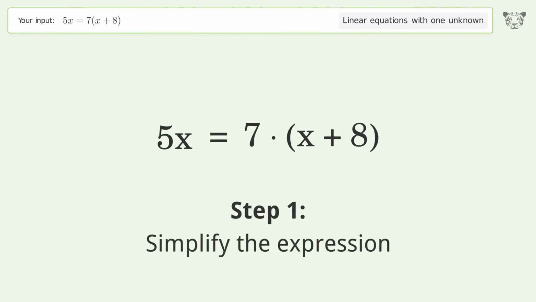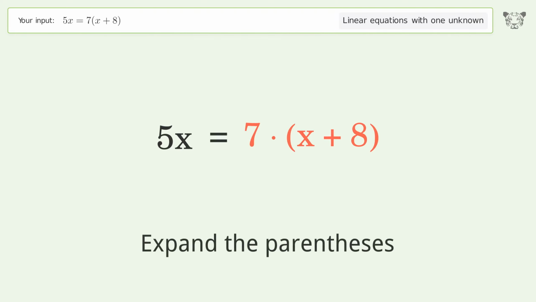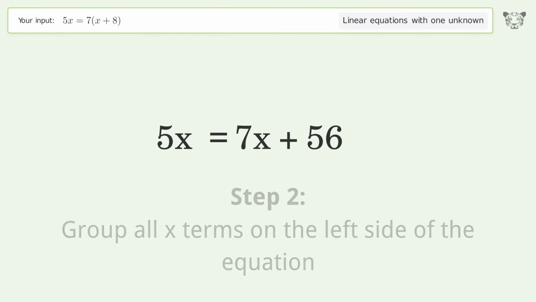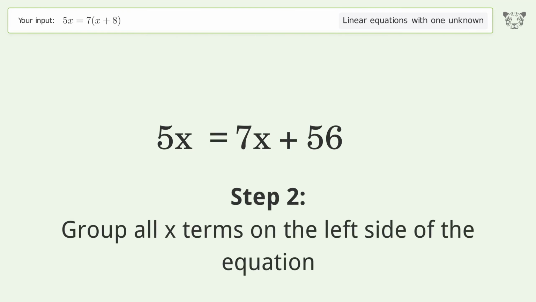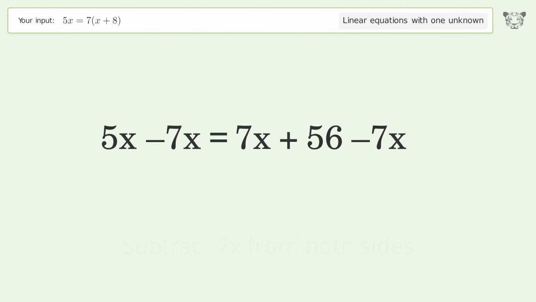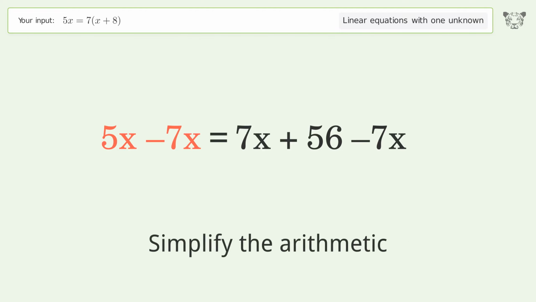Simplify the expression. Expand the parentheses. Simplify the arithmetic. Group all x terms on the left side of the equation. Subtract 7x from both sides. Simplify the arithmetic.